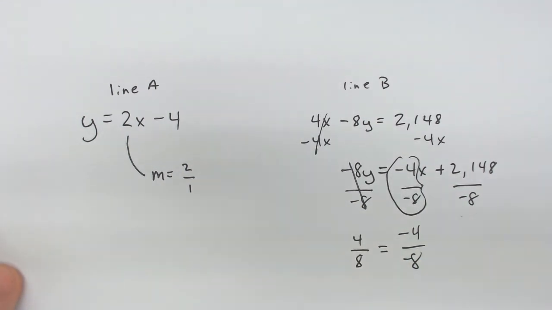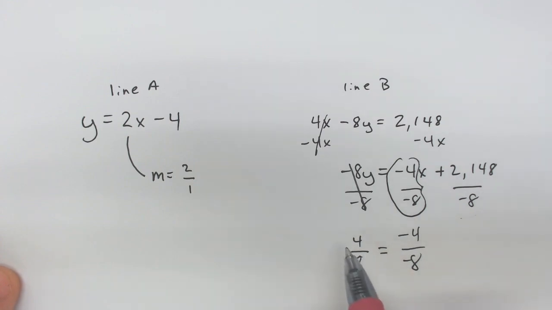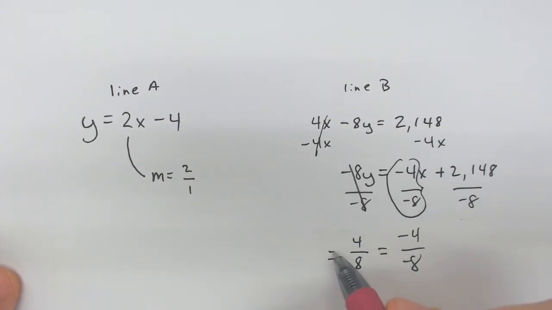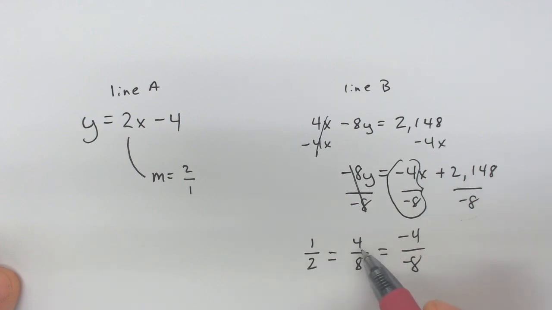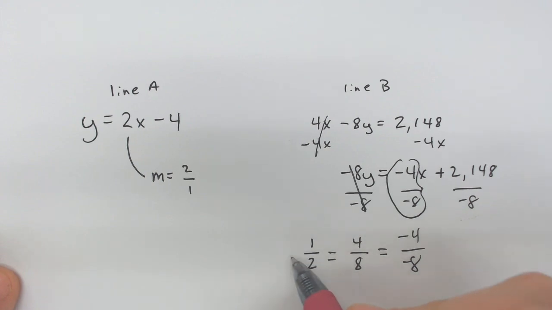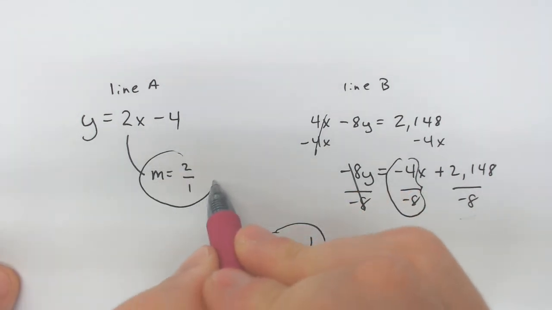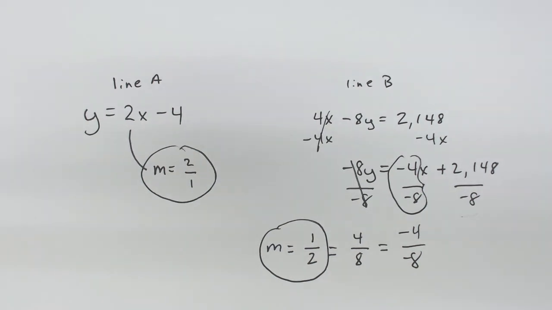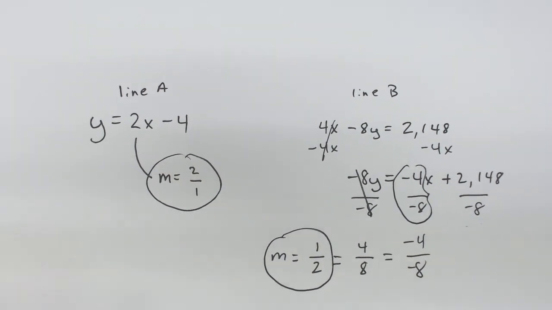Now these are looking like they're completely different, but 4 over 8 actually simplifies down to 1 over 2 because 4 goes into 4 one time and 4 goes into 8 two times. So now I have my slope of both of them. Are they parallel, perpendicular, or neither? Well, they're very close to each other.